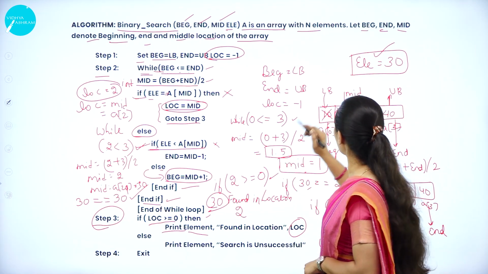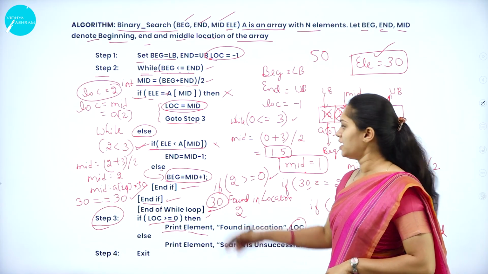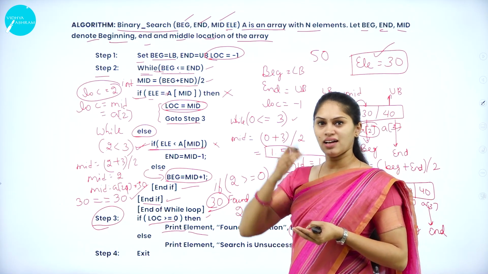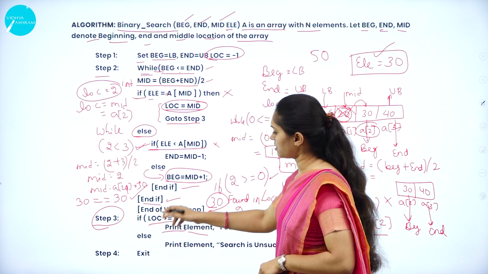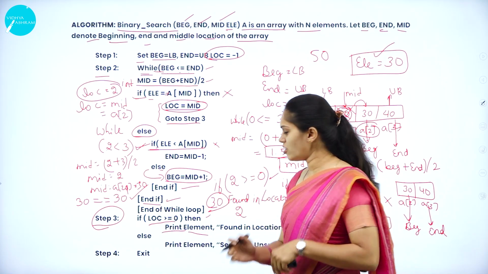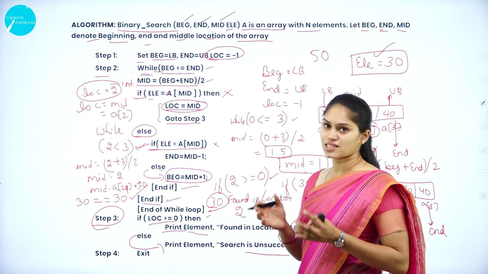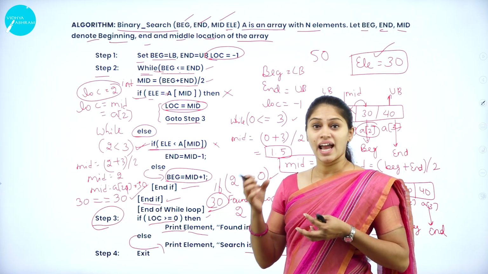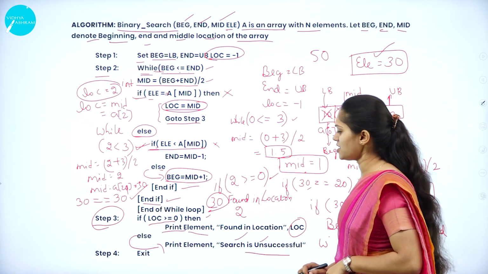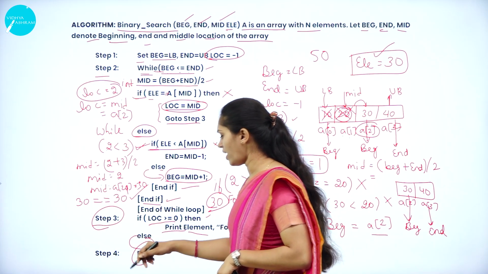Now I am going to take the same content, but I am going to search for an element called 50. The same thing will happen, but I won't find that element in the element set. So the location will be -1 as it is. If -1 is not greater than or equal to 0, at that time it will come to the else part and print search is unsuccessful. That means when we didn't find the element which we are searching for, it will print a statement like search is unsuccessful. Whether it is successful or unsuccessful, it has to exit.